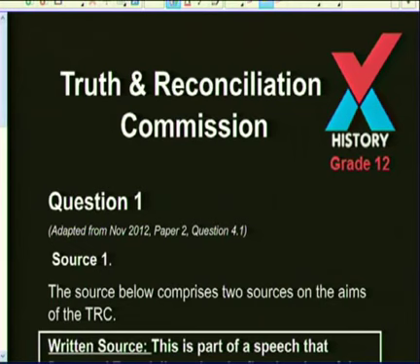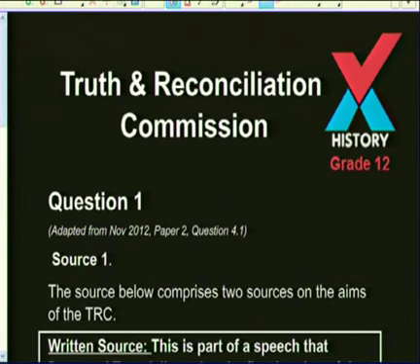And what I will start by doing is to look at how you unpack a source in order to understand the Truth and Reconciliation Commission. So even before you read the questions and you attempt to answer them, it's very important that you understand the source and you know how to unpack it. If you do that and you do it properly, then you will save a lot of time. Now let's look at the sources and see how you unpack a source.